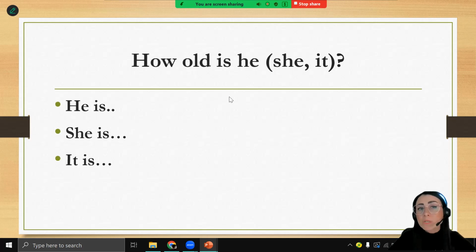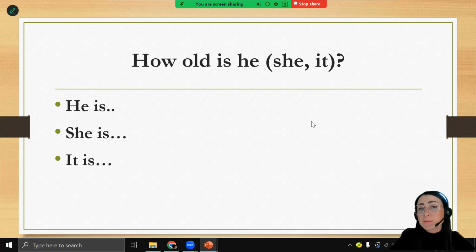But when we speak about other people, we should use is or are. How old is he? Or how old is she? How old is it, when we speak about animals or different things? How old is he? He is 29. How old is she? She is 45. How old is it? How old is this book, for example?